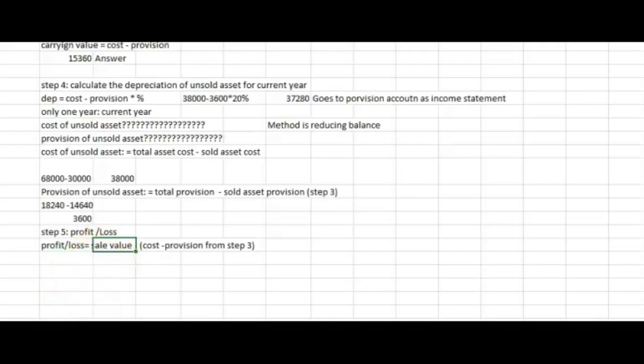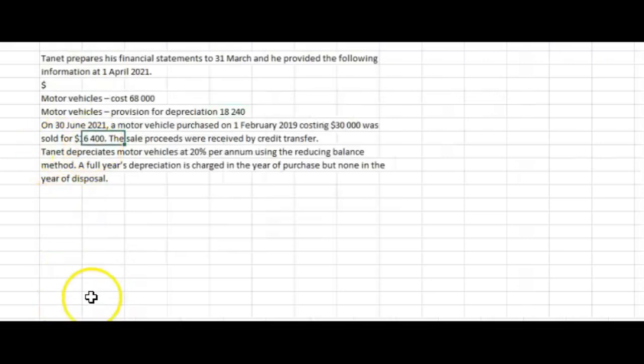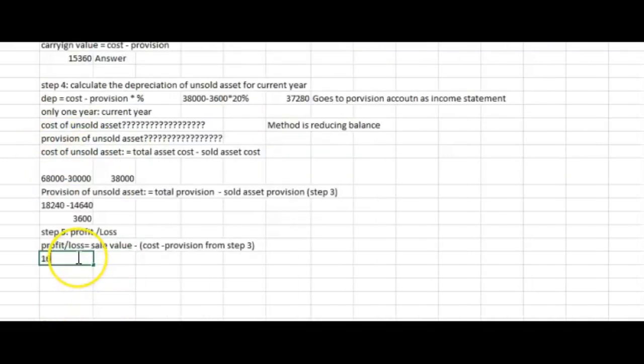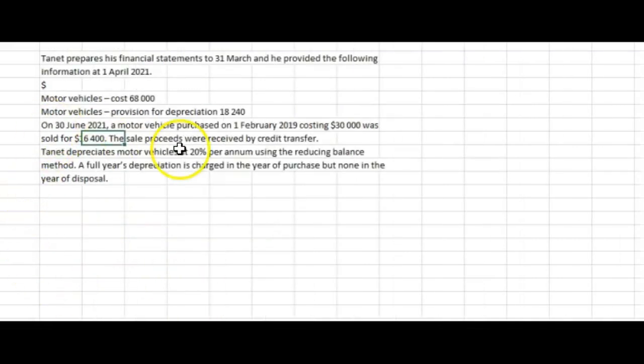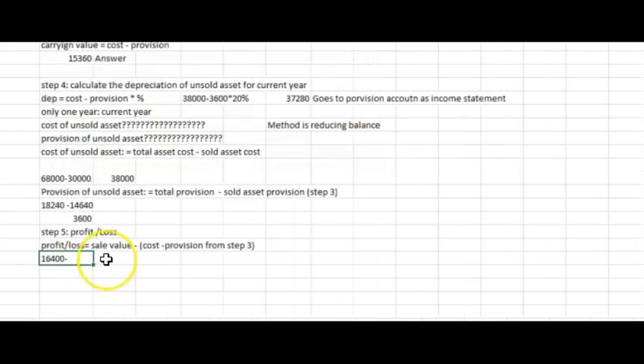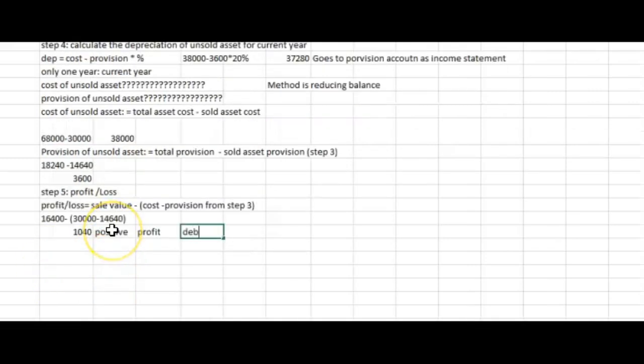5. Use the equation sale minus cost minus provision. Take the sale given in the question, 16,400, the cost of the sold asset 3,000, and the provision is the value you got in step 3. You get a positive answer, which goes to the debit side of the disposal account. Once we have these figures, we can proceed to make the provision and disposal account.